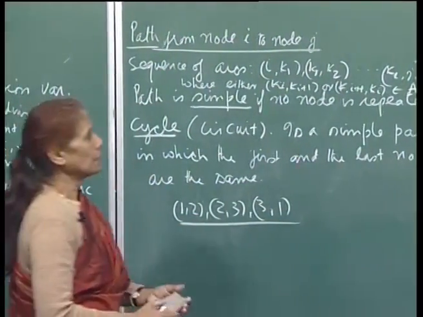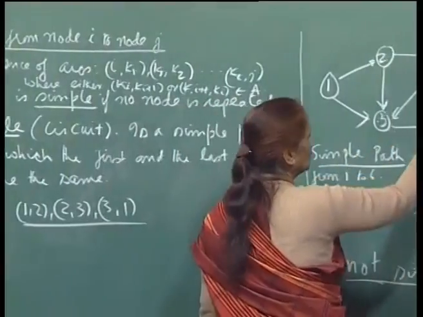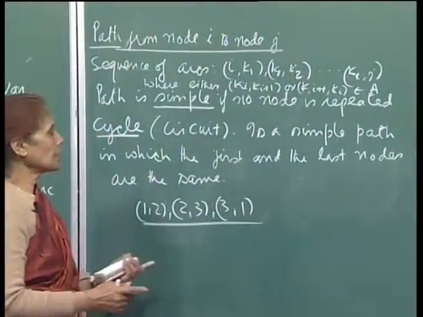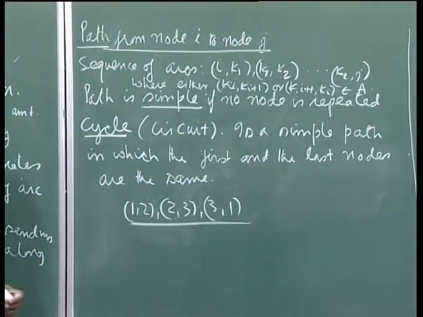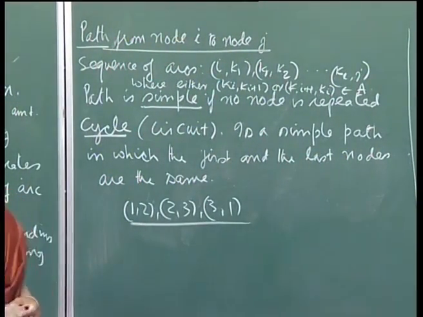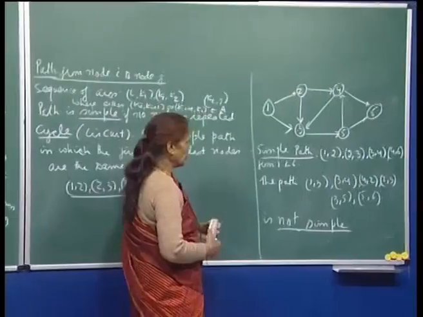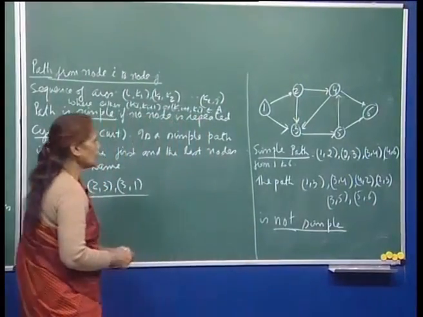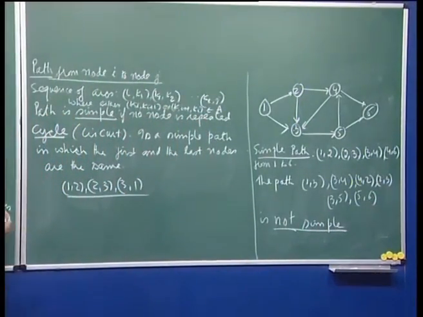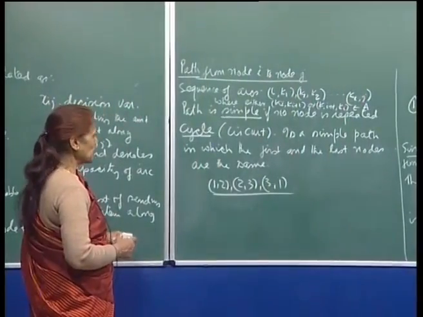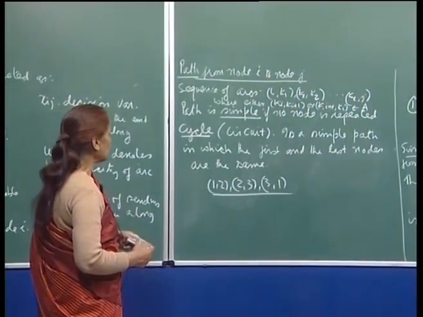So there are so many of them. 1 2, 2 4, 4 5, 5 3, 3 1, any of them. So if the last node and the first node are the same, then a simple path becomes a cycle. Then we are also interested in another configuration, and there are many other things which we will not need right away. Whenever we need them, I'll try to define them. But right now I just want to begin with the basic definitions so that we can start with the algorithm.